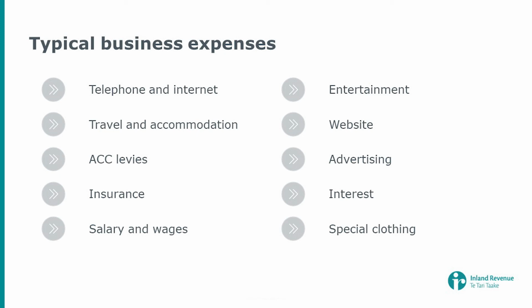Any insurance is fully deductible if specifically related to business. For example, public liability insurance. Any interest on money borrowed for a business is an expense. So are the gross wages paid to any employees. Any clothing which has the business logo or is protective in nature, like safety gear, hard hats, wet weather gear, is considered a business expense as well.